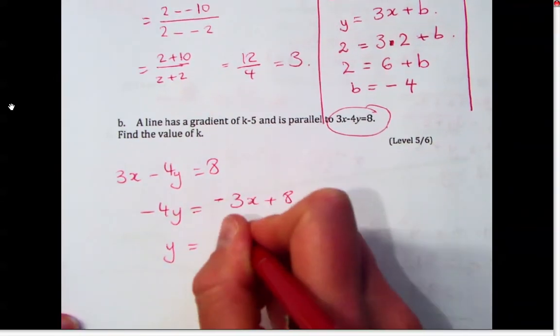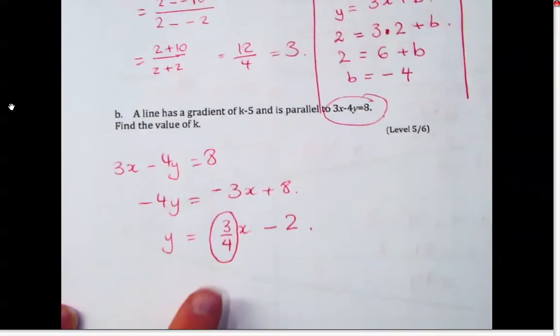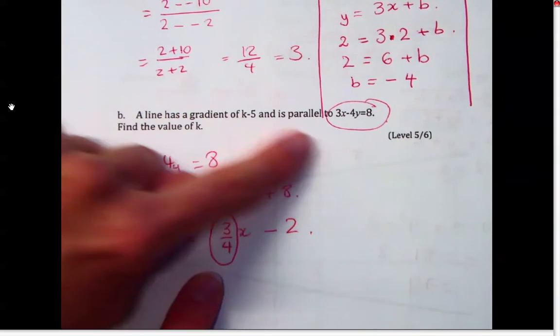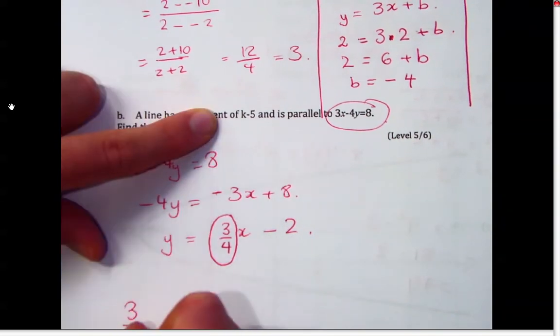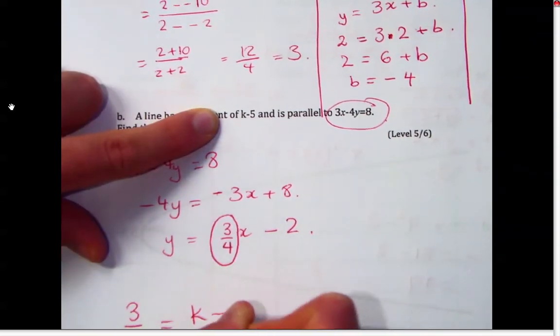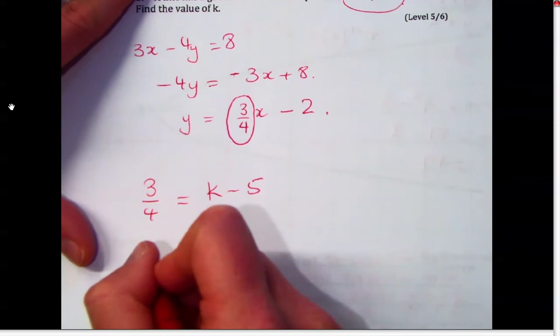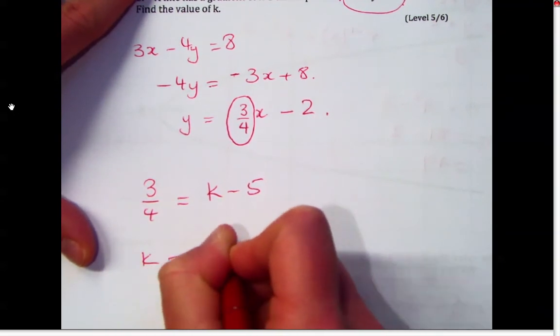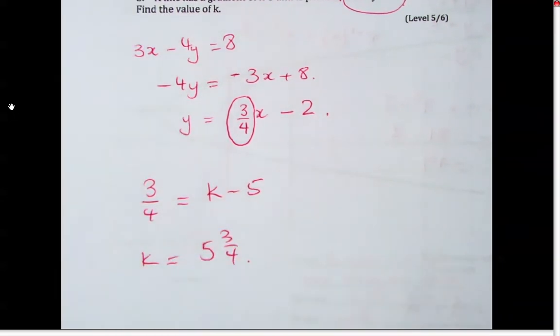And then the gradient is this. And we're told that this gradient, well, they have to have the same gradient because they're parallel. So 3/4 equals k minus 5. Make k the subject by adding 5. K is 5 3/4, or 23/4.